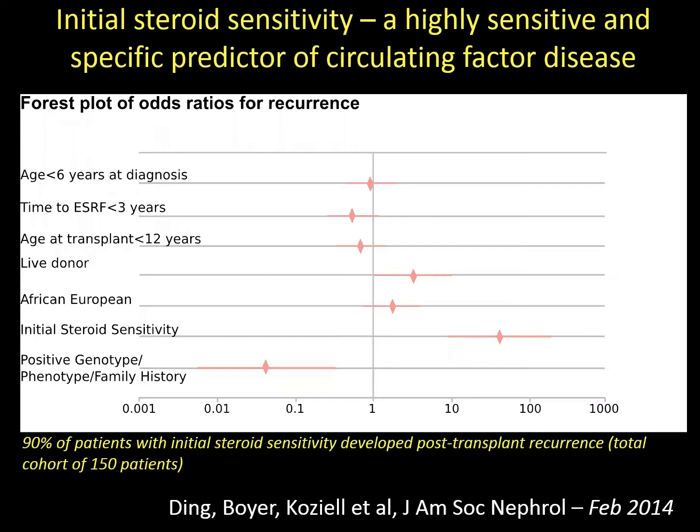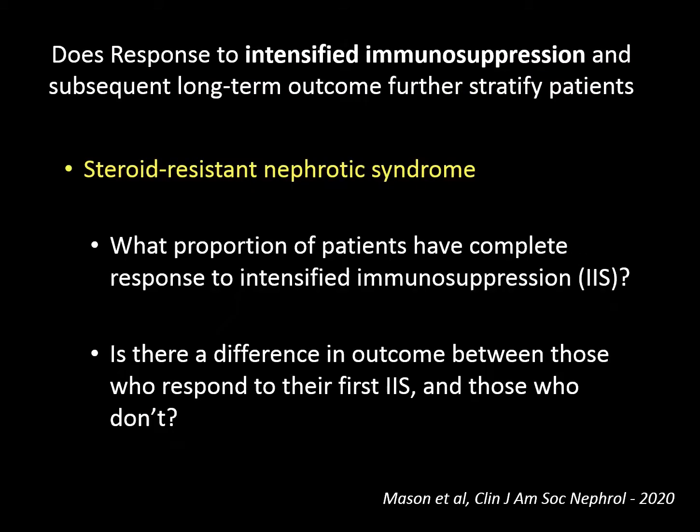And this is just a forest plot to show the odds for recurrence. So if you've got initial steroid sensitivity, which is down there at the bottom of that plot, you've got a very, very high odds ratio for transplant recurrence, compared to a genetic disorder where you've got very low chance of recurrence. Next slide. So that's initial steroid sensitivity.